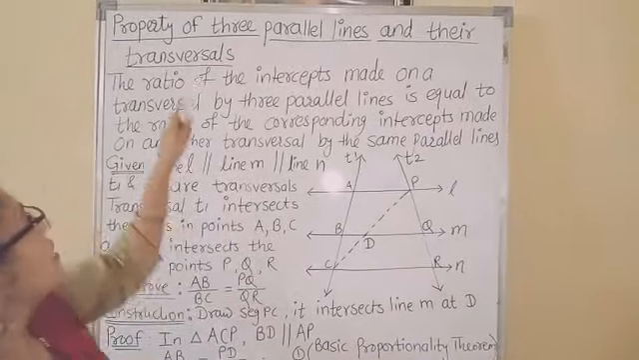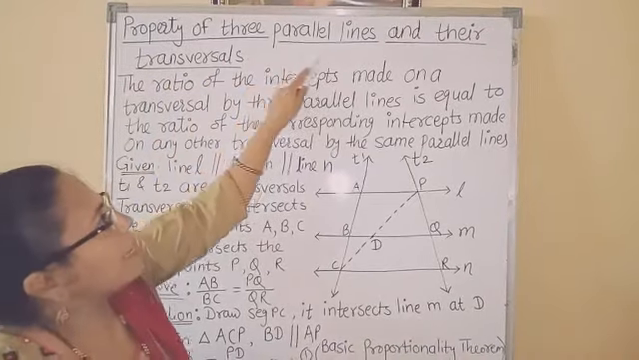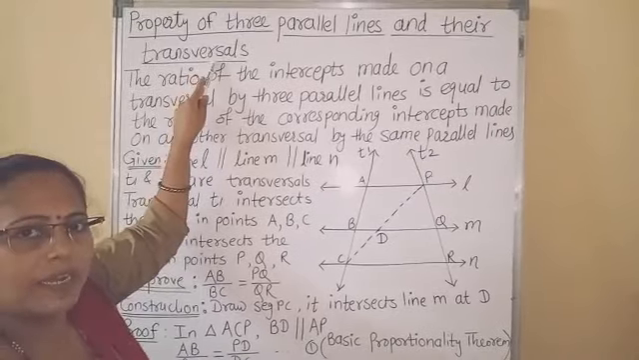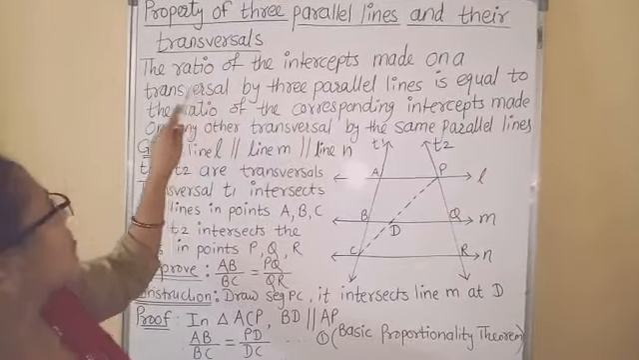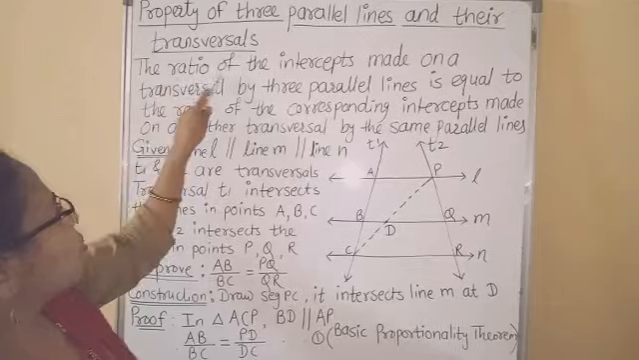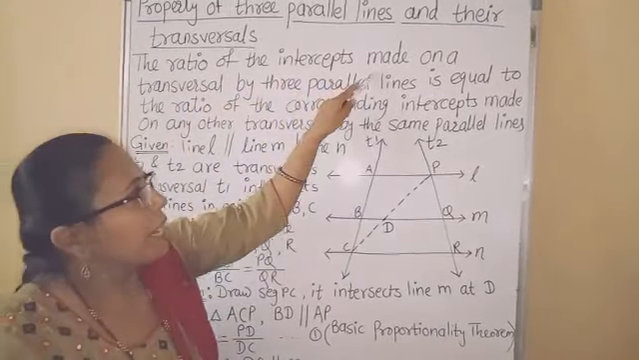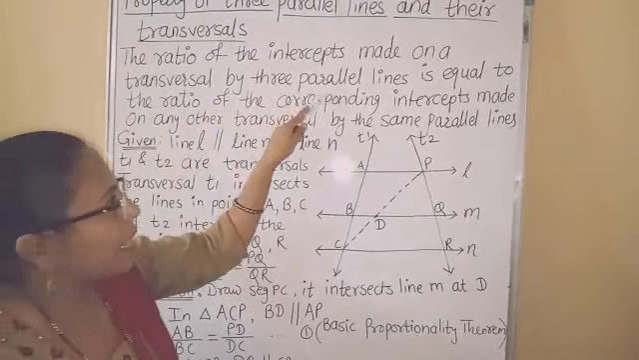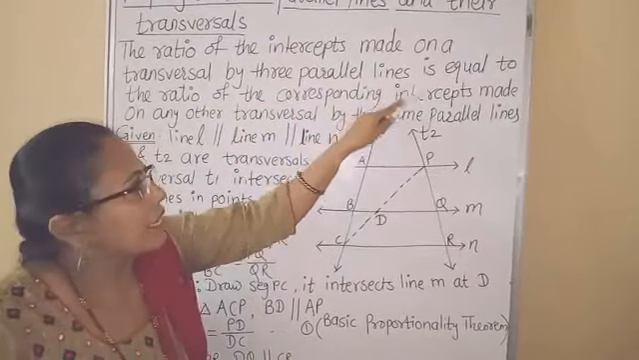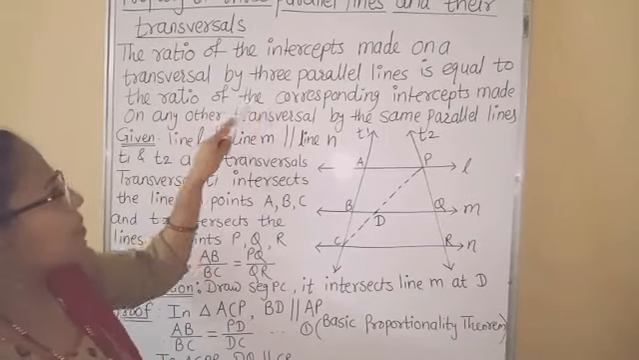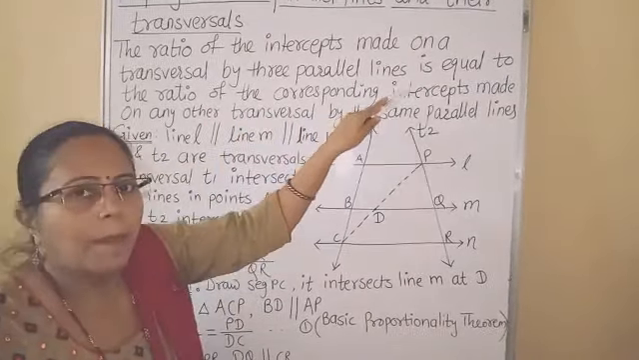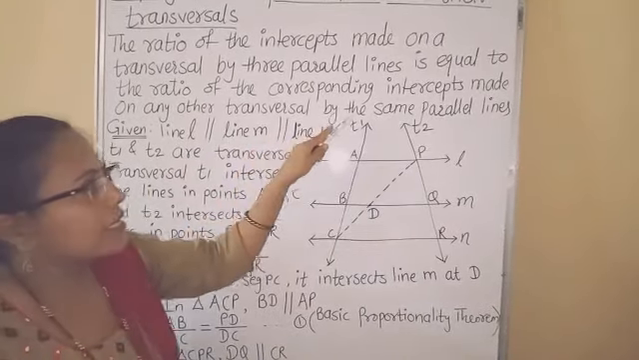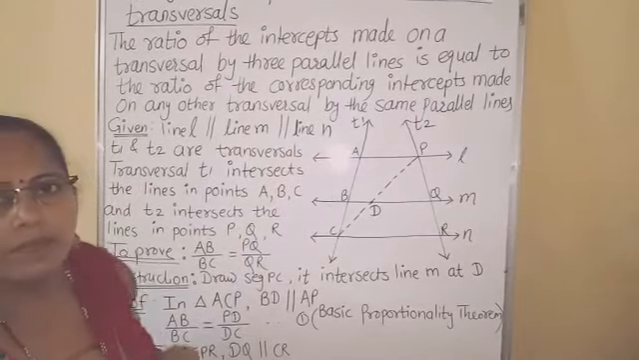Students, now we will see the property of three parallel lines and their transversals. As you already studied this property in 8th standard, let's revise the property. The ratio of the intercepts made on a transversal by three parallel lines is equal to the ratio of the corresponding intercepts made on any other transversal by the same parallel lines.